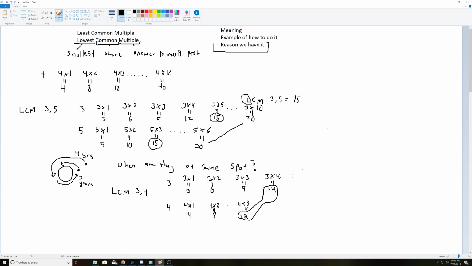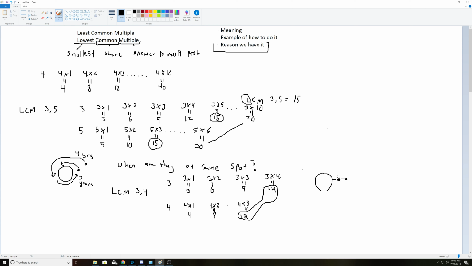So here's what this means. When we have this star, and we have the 2 different planets, every 12 years, they will be at the exact same spot. And that is why we do the lowest common multiple, to find out when the very first time they will be at the same spot.